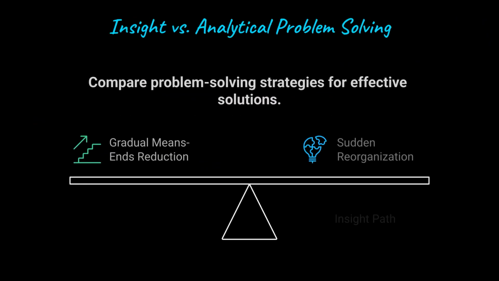Analytical problem solving reduces the gap between the current state and the goal step by step. Warmth ratings rise steadily. Insight problems stay cold throughout the impasse, then jump to solution all at once. Köhler's chimpanzees showed exactly this pattern: inactivity, then sudden purposeful action.